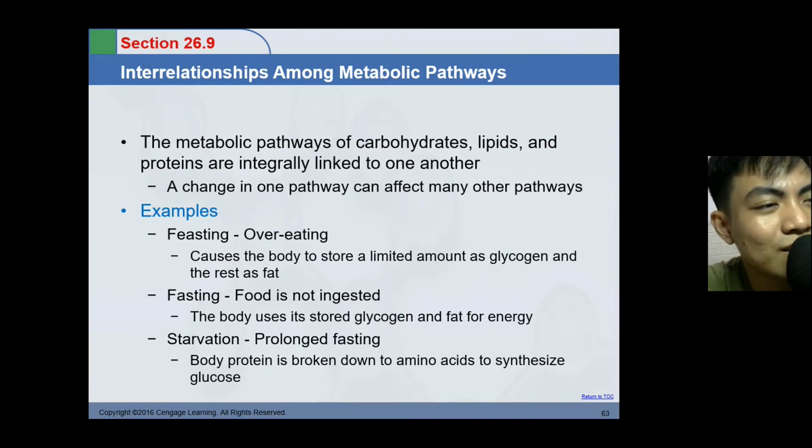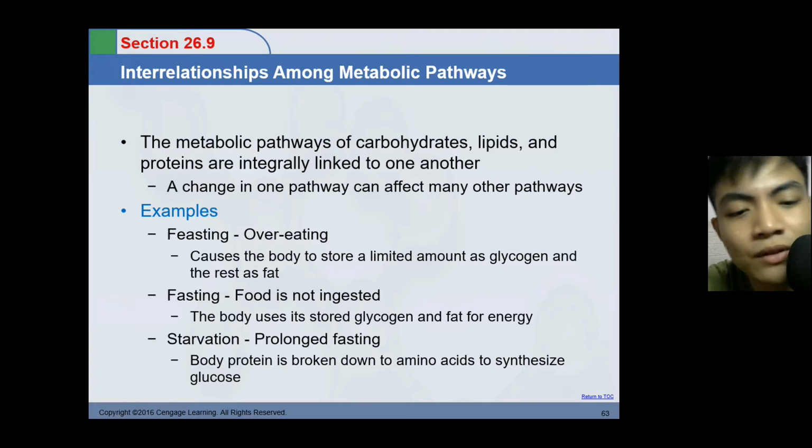So, let's talk about the interrelationship of metabolic pathways. You know that carbohydrate metabolism, lipid metabolism, and protein metabolism are very intertwined with one another. You will notice that some of the carbohydrate metabolism intermediates are used in the production of proteins. Some proteins are converted into intermediates that are used in the Krebs cycle and glycolysis as well. It's the same with lipids. So changing one pathway can affect many other pathways.